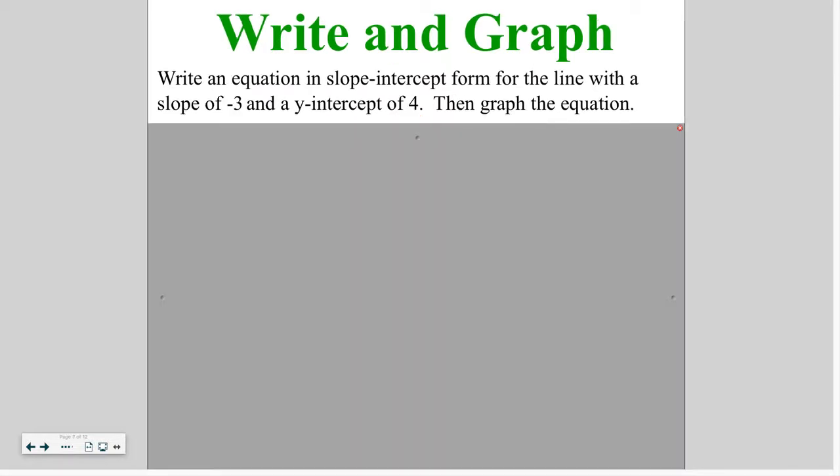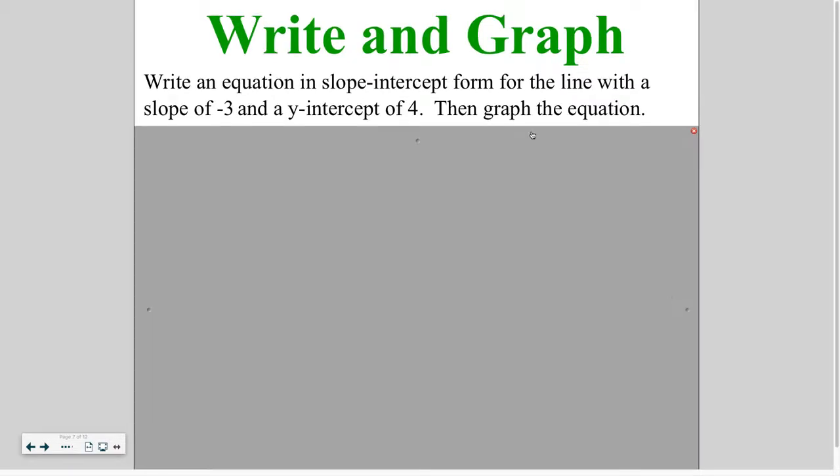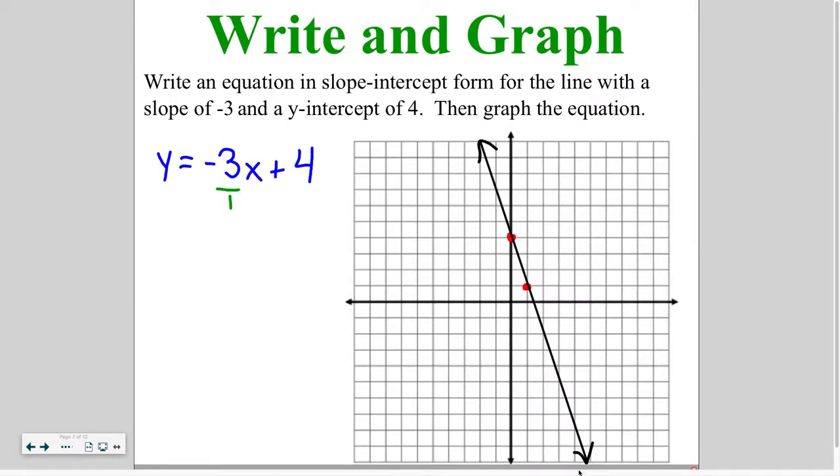Go ahead and try and write this equation and then graph it on your own. So you should have got an equation of y is equal to -3x plus 4. That starting point then is at (0, 4), so 4 above the axis. And then we are using that slope to go down 3 and right 1. Remember, there's only one negative there, so that is a -3 and a +1 that you're moving to the right.